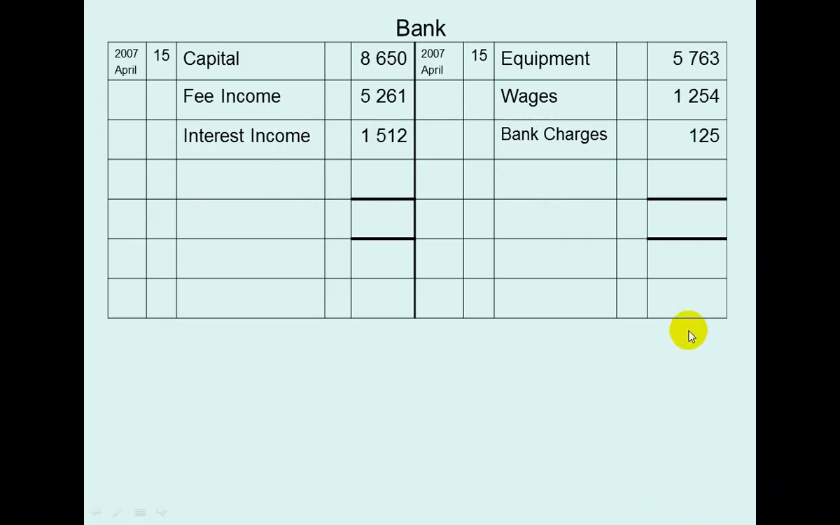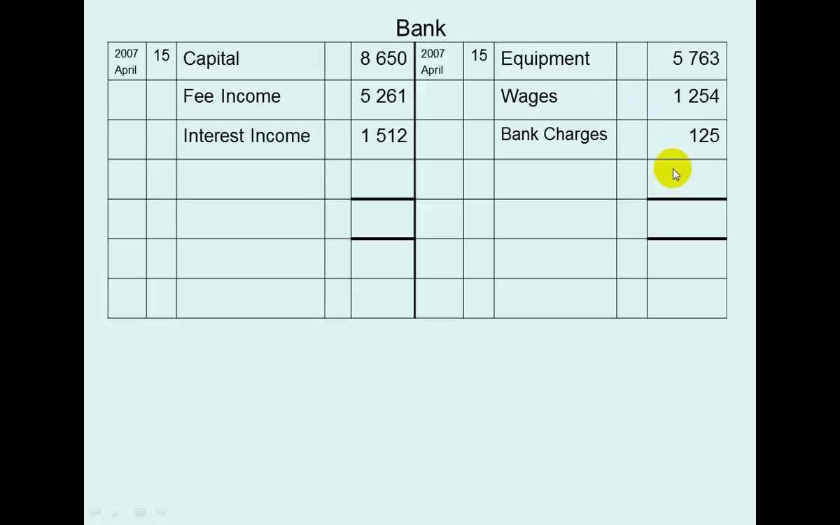If we look at this bank account here, we know that bank is an asset. It goes up on the debit side and goes down on the credit side. You can see we've received money for capital, for fee income, and interest income. We've spent money, however, on equipment, wages, and bank charges, so that's reduced our bank account. So there are a number of steps that you have to follow.